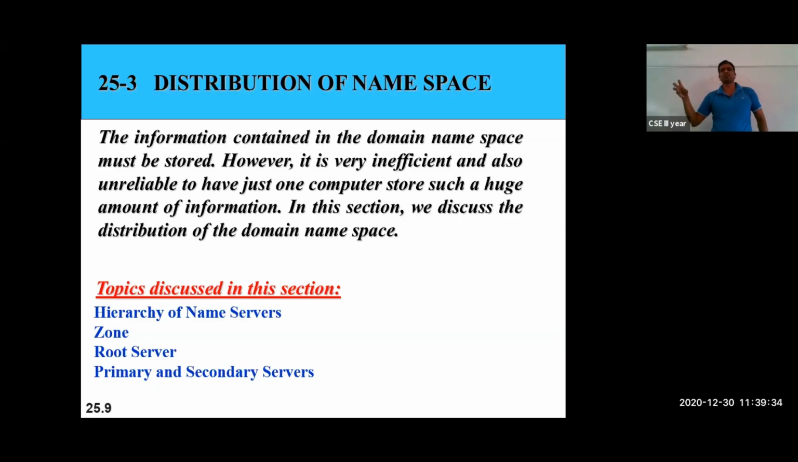So we split it. Some domain names will be stored at the lowest level of the hierarchy, some domain names at the next level, and the next level and the next level. In this section, we discuss the distribution of the domain namespace, how exactly it happens.